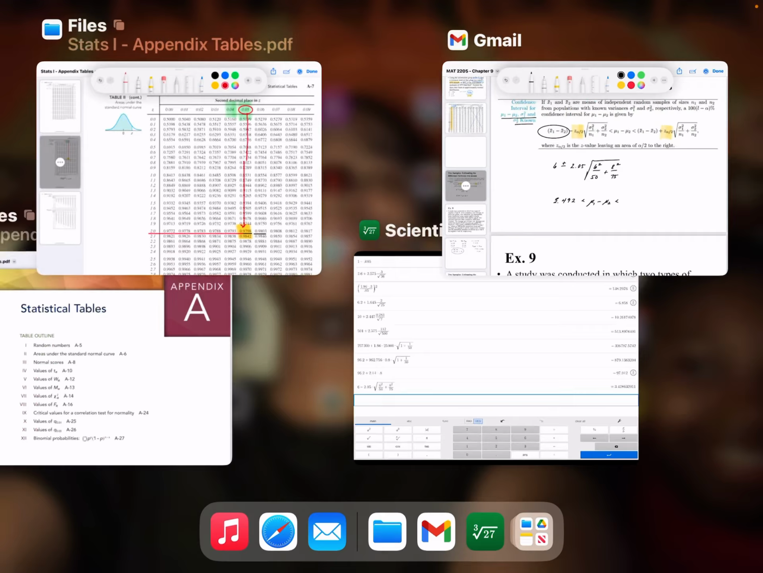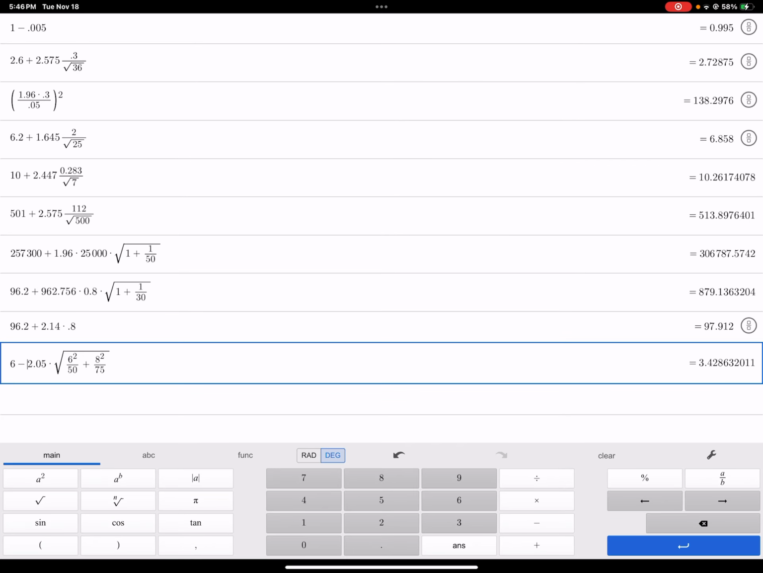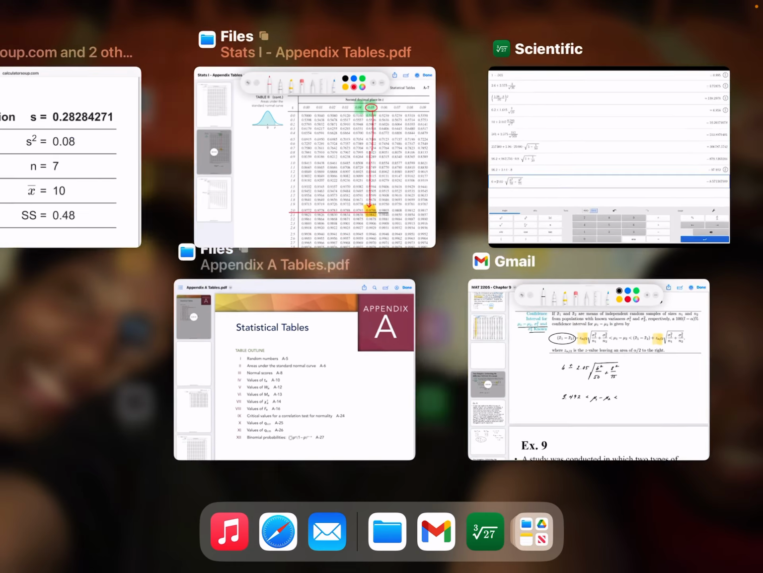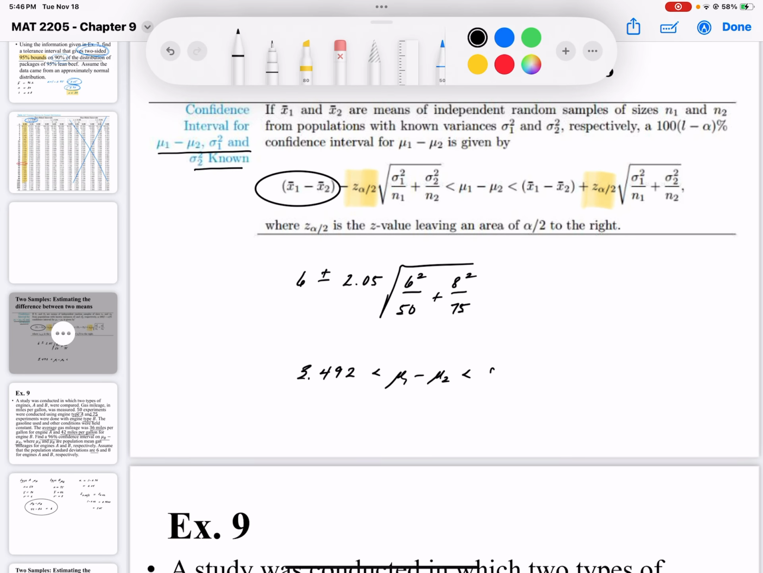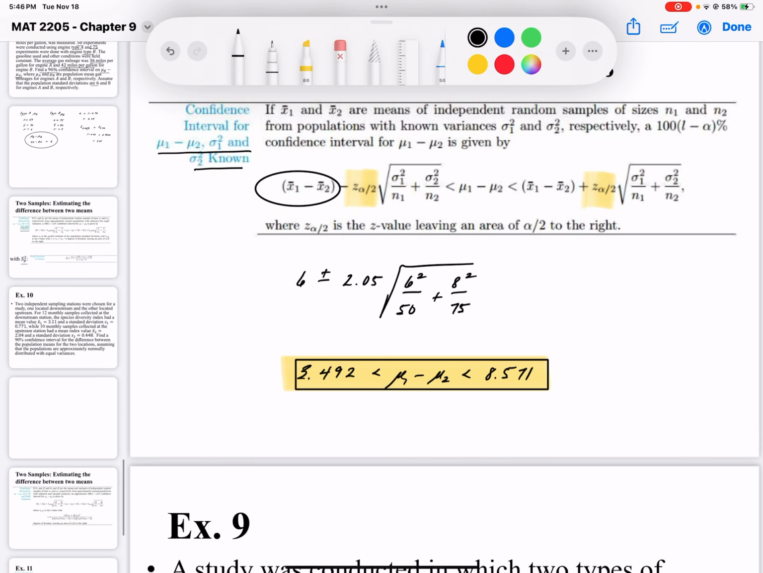And my upper bound, by just putting a plus sign there, is 8.571. And we're done. Done with example 9. I believe we only have 2 more.